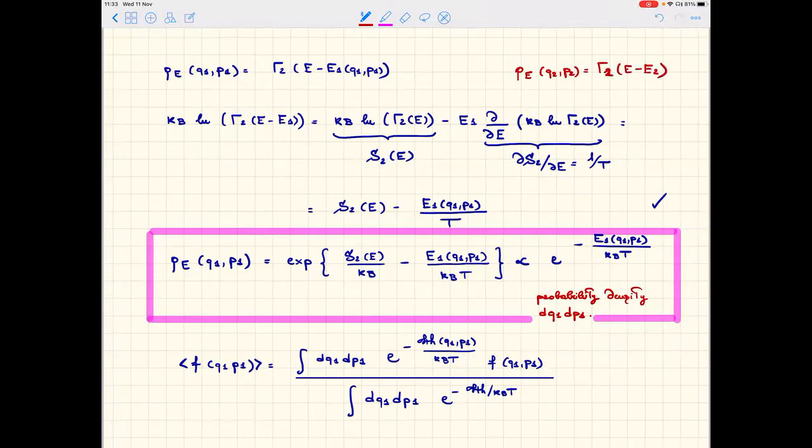Now, what is the problem? The problem is that E2 is much larger than E1, right? And therefore, this is comparable to that, and therefore, you cannot do this expansion. You cannot do it. Doesn't make any sense.